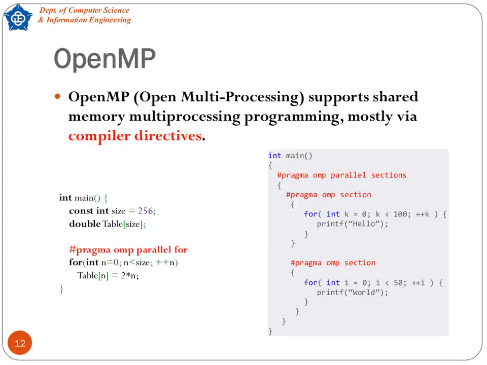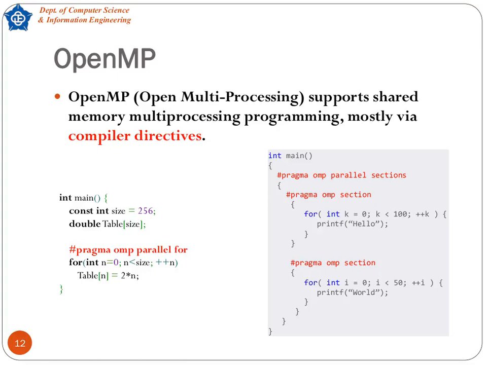Building on those hardware improvements, let's dive into OpenMP, a simple yet powerful way to add shared memory parallelism to your C or C++ code. OpenMP is just a set of compiler directives, but it makes parallel programming surprisingly easy. In our first example, we declare an array of 256 doubles and then insert #pragma omp parallel for right before a standard for loop.